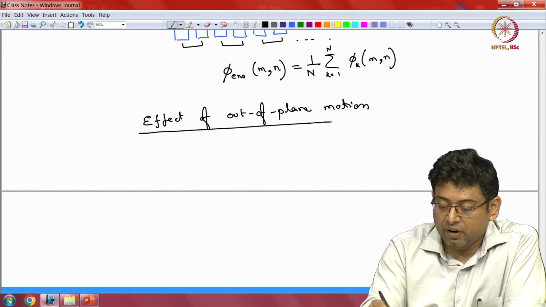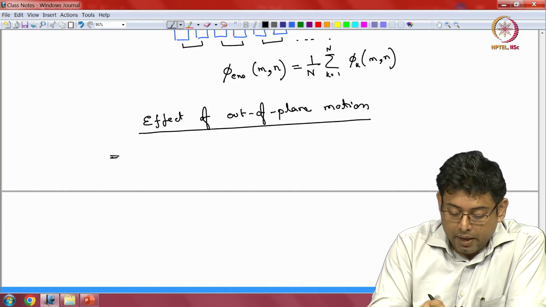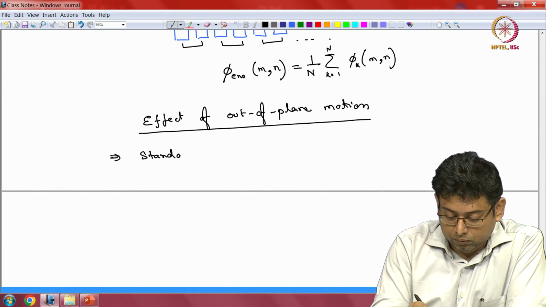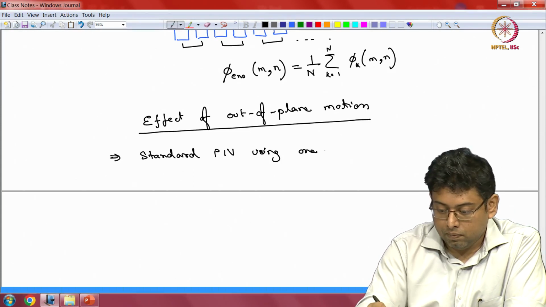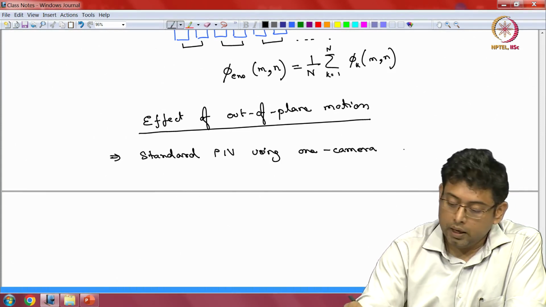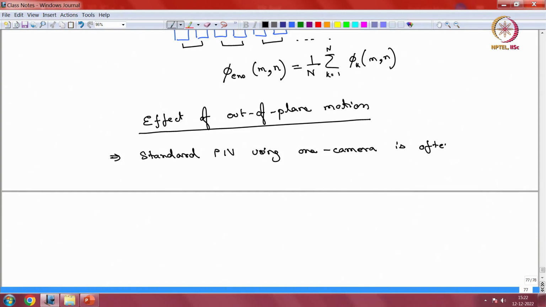So the question is, what is the effect of the out-of-plane motion? Now, standard PIV using one camera is often two-dimensional in nature. I'm deliberately writing often because there are cases where you can use one camera and still get some 3D information. Okay, so now out-of-plane velocities are not detected.